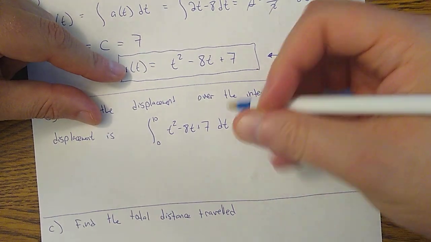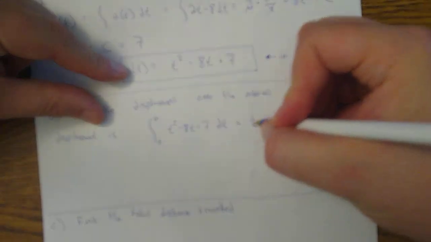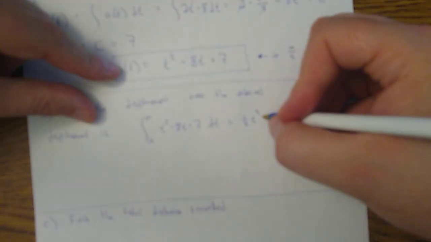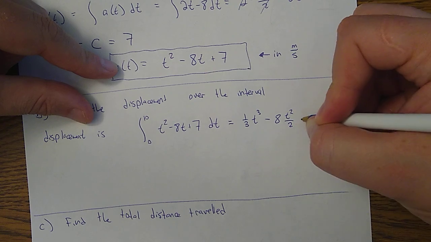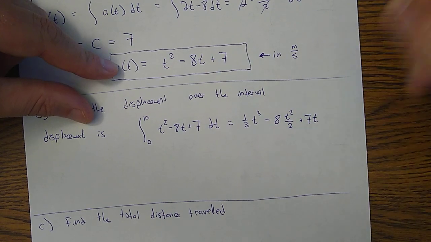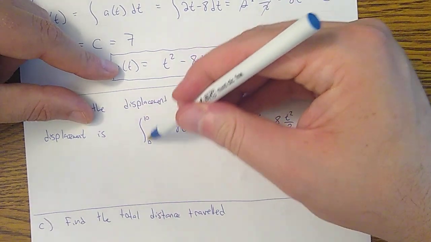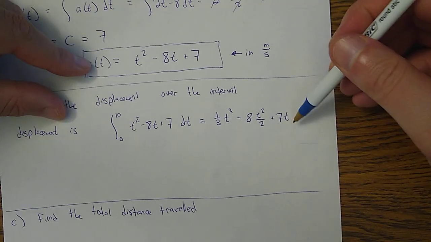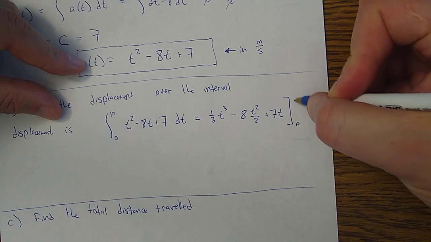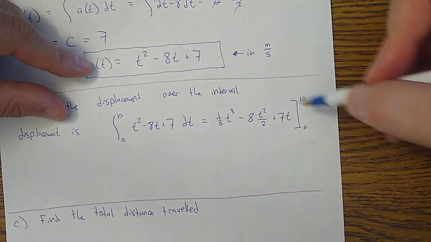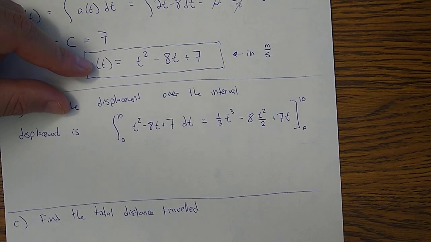So we can just do that. I would get 1/3 t cubed minus 8 t squared over 2 plus 7t. And since this is a definite integral, I don't need to write plus c. I have numbers to plug in, so I'll just plug in those numbers.